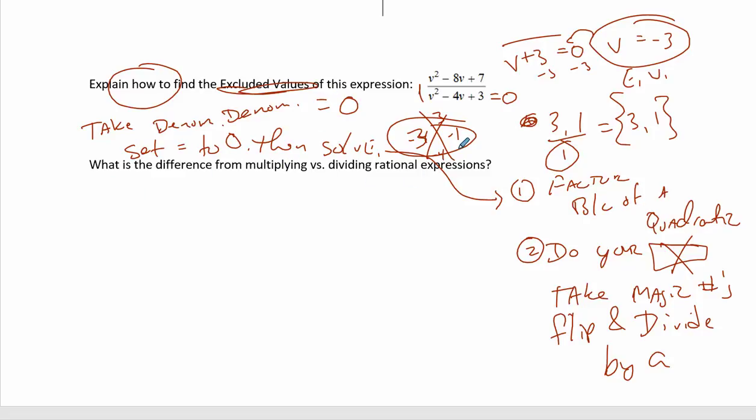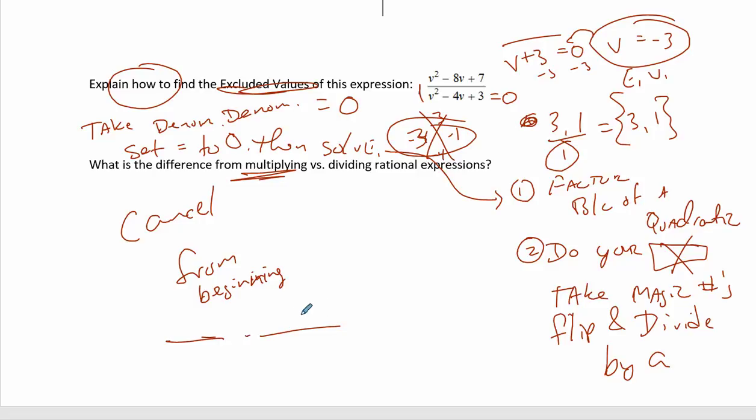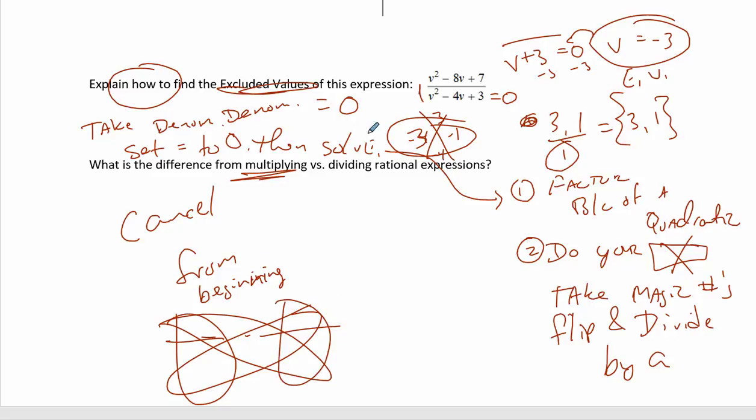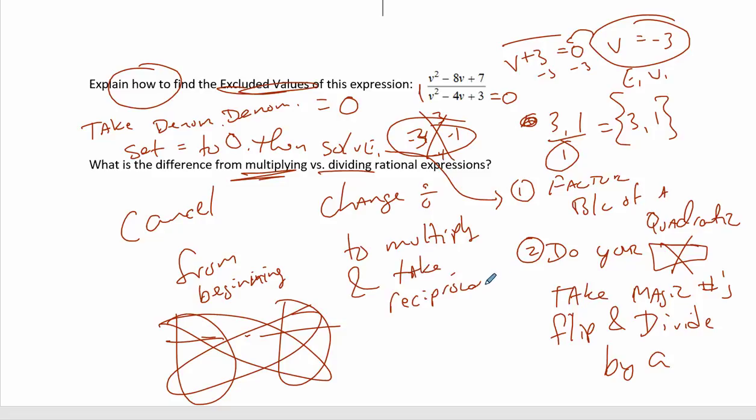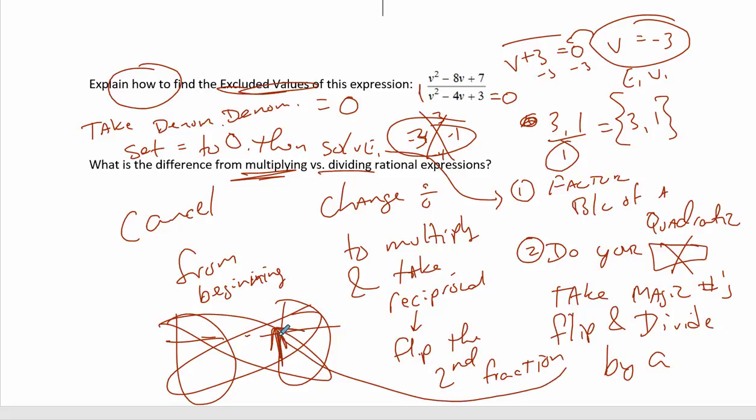What is the difference from multiplying versus dividing? For multiplying, we can just cancel from the beginning. Meaning that if something was a fraction times a fraction, I could look here and cancel vertically or diagonally and just start canceling. For dividing, remember I have to change the divide sign to multiply and take the reciprocal. Some of you are like, what's reciprocal? Remember, reciprocal is just flipping the second fraction. And then what happens? Well, then it turns into a multiplying problem, and then I can do all the multiplying stuff that I've done before.